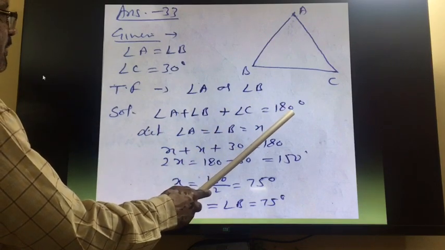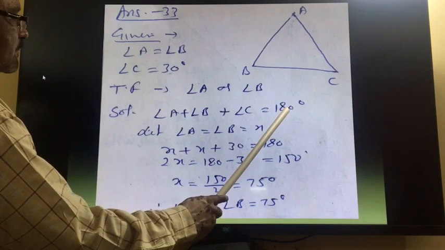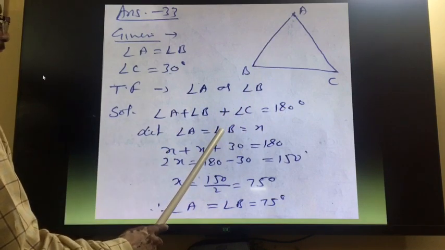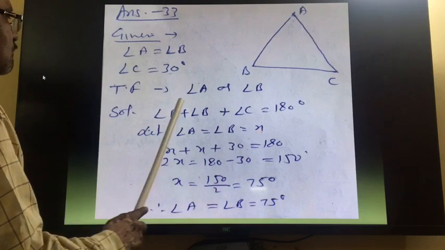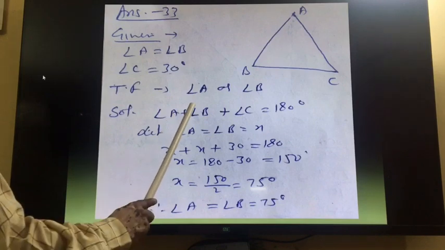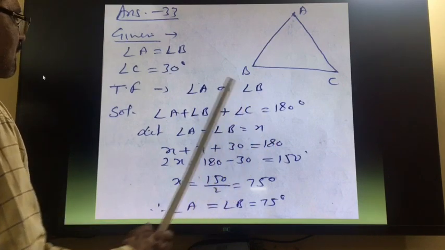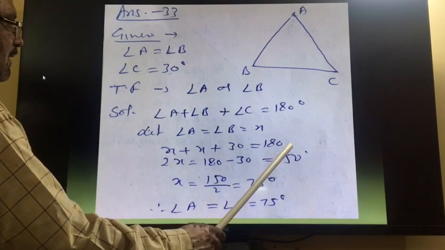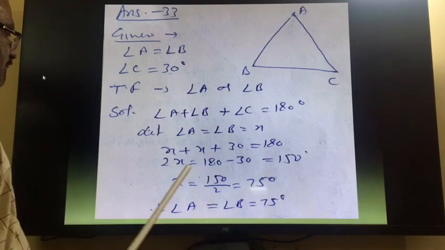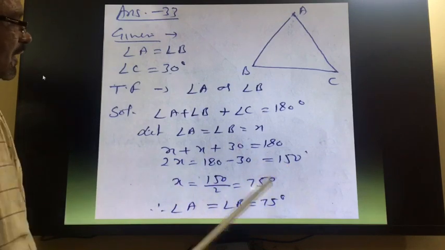So by angle sum property we can write angle A plus angle B plus angle C is equal to 180 degrees. But angle A and angle B are equal, so let angle A is equal to angle B is equal to x. So in place of A we can write x, in place of B also x, plus in place of C 30 degrees is equal to 180 degrees. x plus x, 2x, is equal to 180 degrees minus 30 degrees. It will be 150 degrees. So x is equal to 150 upon 2, so 75 degrees.